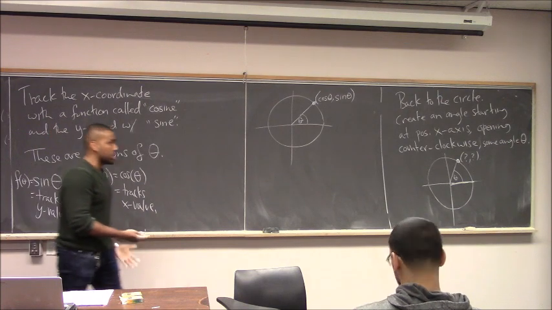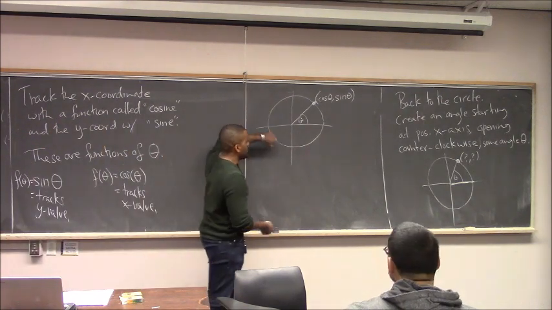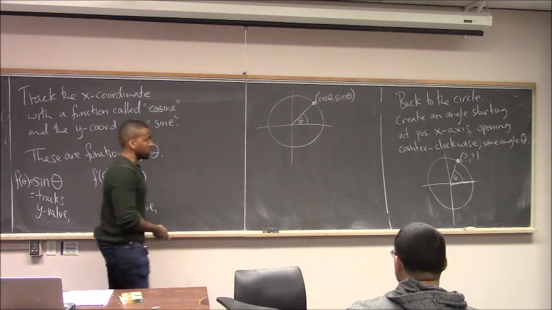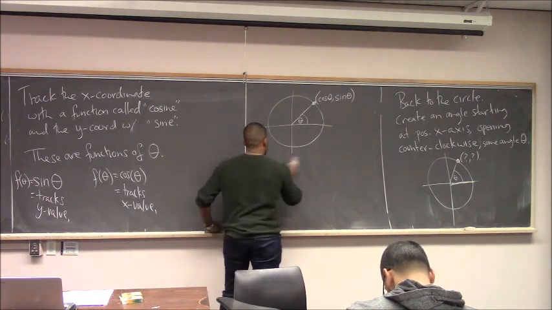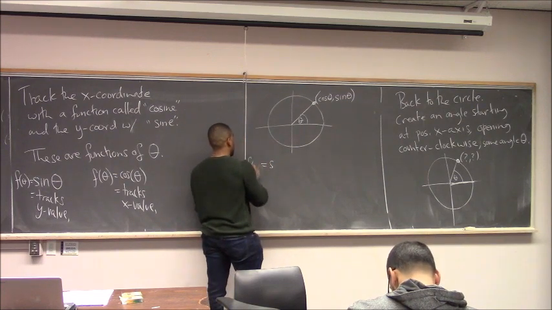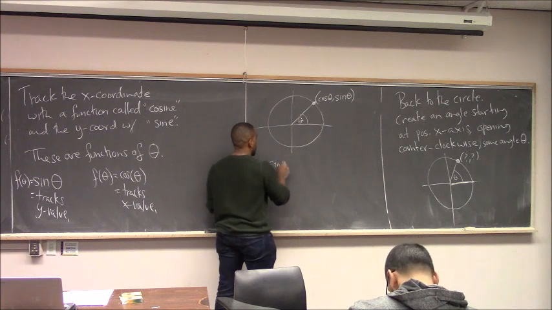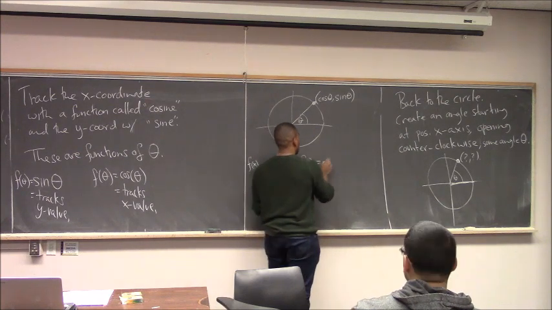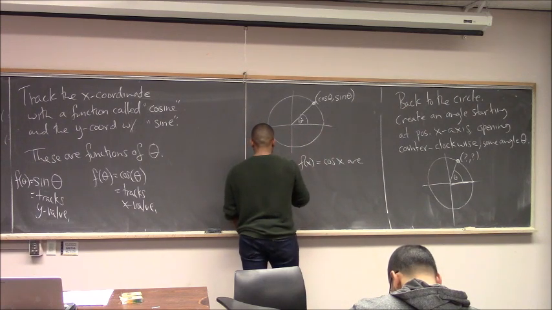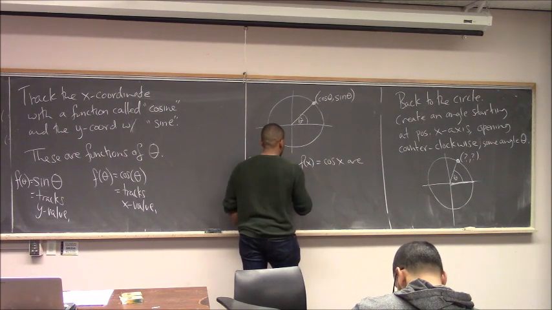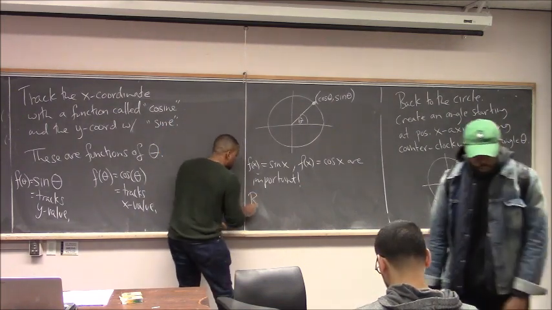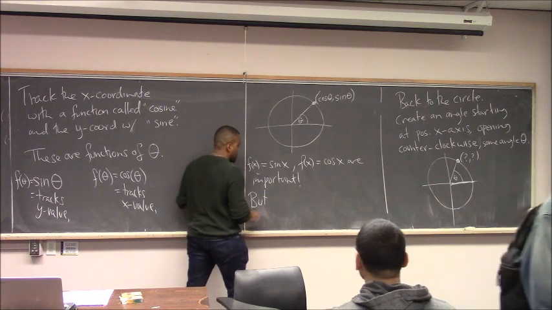We want to really study this circle and the points along the circle in terms of angles inside the circle. The coordinates are tracked by these two functions, sine and cosine. These guys are important. So f of x equals sine x and f of x equals cosine x are important. We'll see why a little bit later. But we'd like to know as much about them as we can.